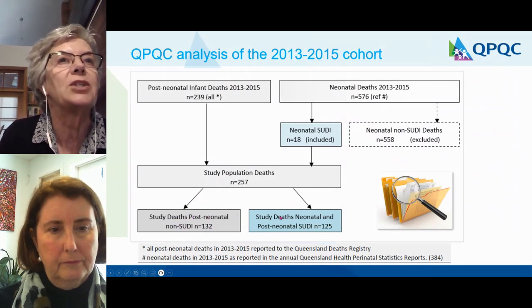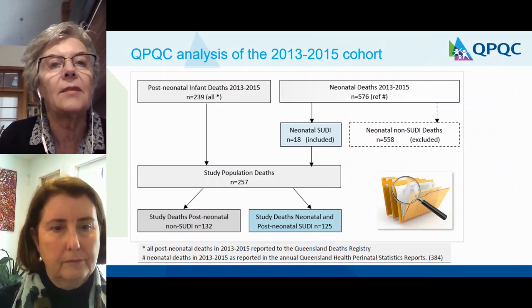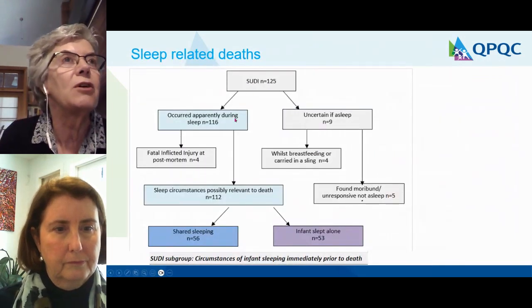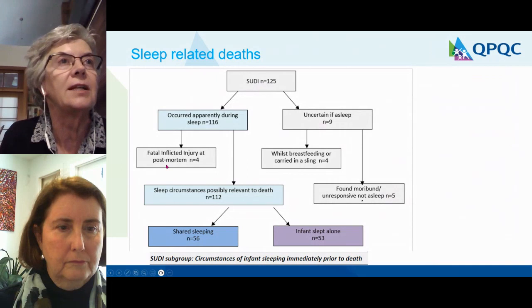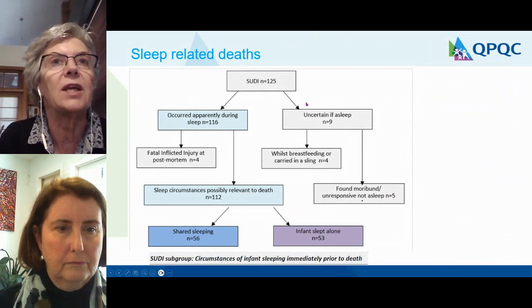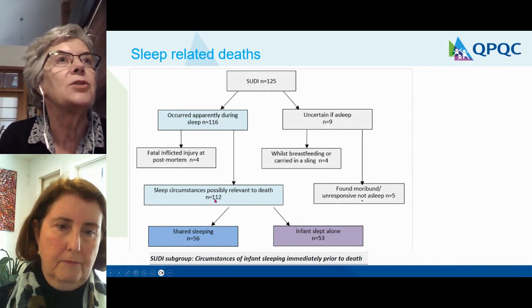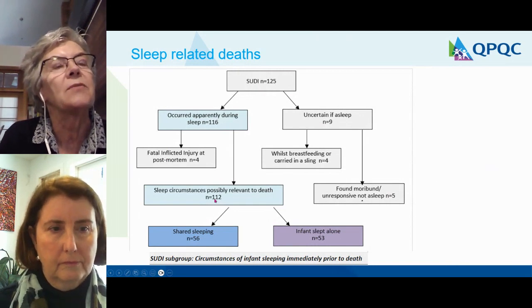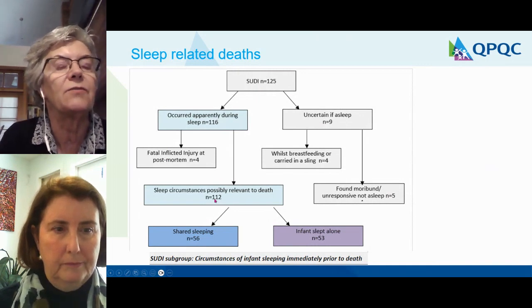And this is our study population here in the blue of neonatal and post-neonatal SUID, 125. And then we were looking at sleep-related deaths from these 125. The majority occurred apparently during sleep, 116, although 4 of those were due to fatal inflicted injury. And then there were another 9 where we were uncertain if they were asleep. They might have been breastfeeding or found moribund. But it did leave 112, which was the majority of SUID, which occurred in sleep. And so therefore the sleep circumstances were possibly relevant. And we divided these into infants who were shared sleeping with an adult or other person and the infants who slept alone.